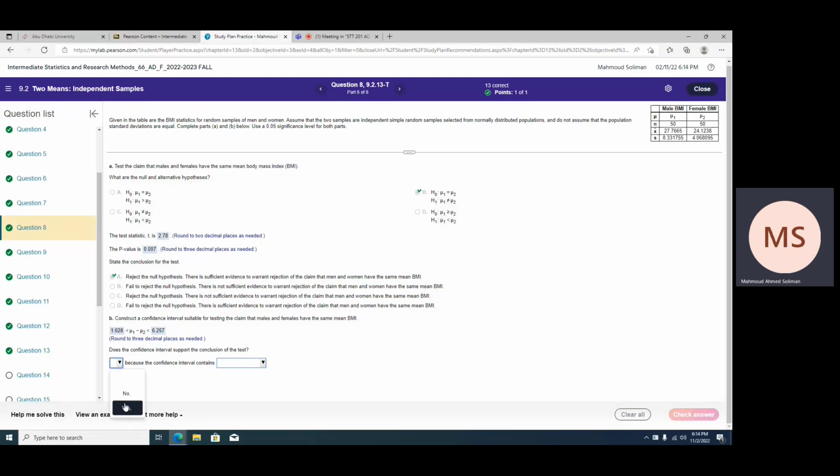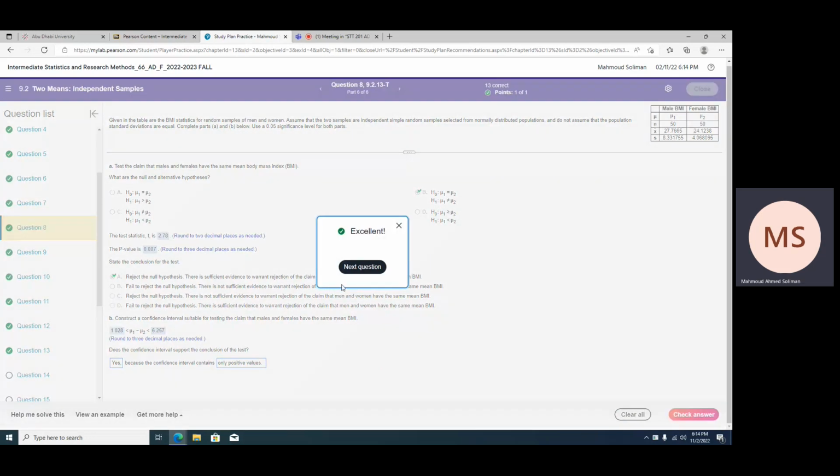So does it support? Yes, because there is no zero in the interval. Only positive. Okay.